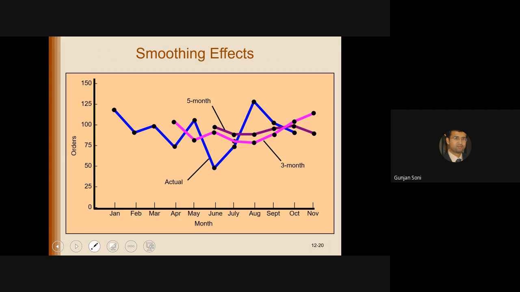Which one would you prefer? Let's say I'll ask your opinion, all of you. Which type of curve would you prefer and why? Why I will ask later, but you have to give your opinion first. Would you prefer the 3 month moving average or the 5 month moving average? So Carvey says she prefers purple.